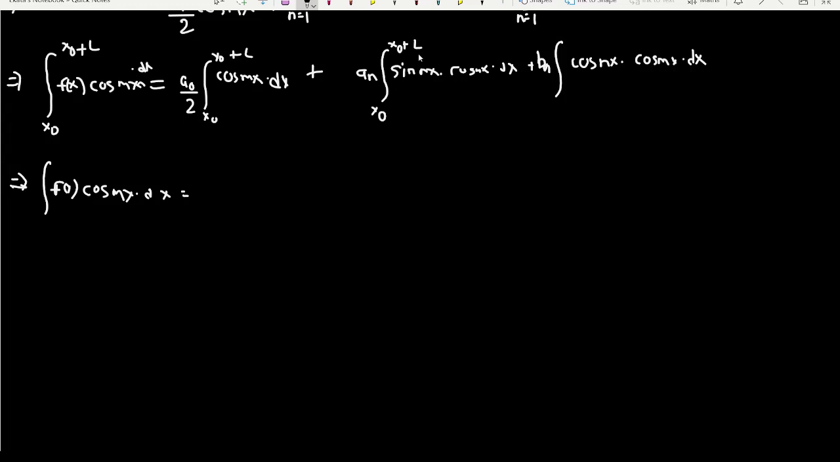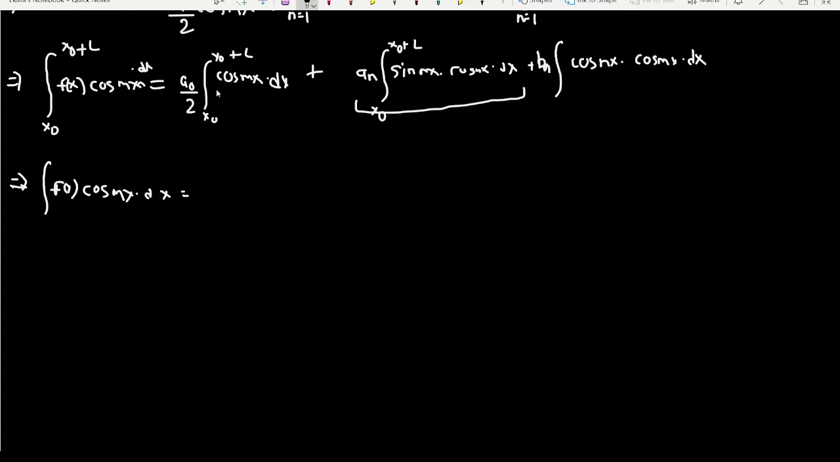So when you do the dot product of sine and cos, it will generally become 0. So this particular equation here becomes 0. And here, if you can evaluate this particular integral, it will also become 0.